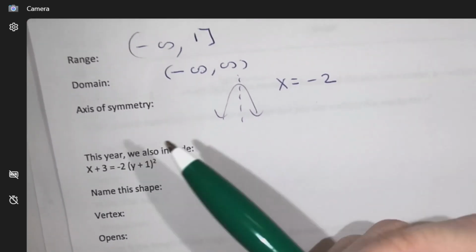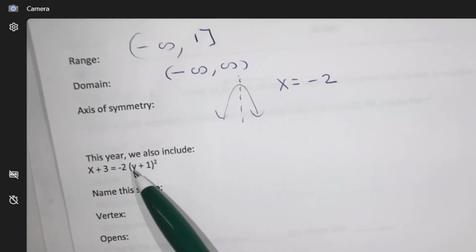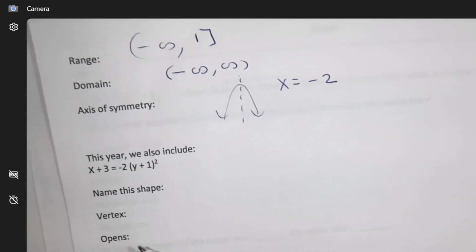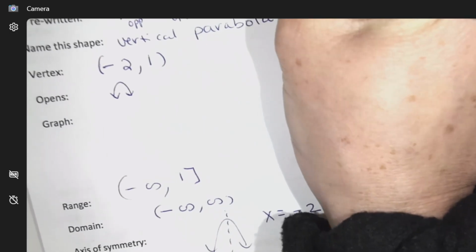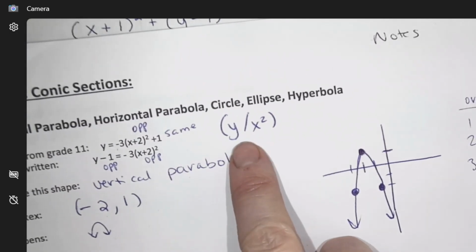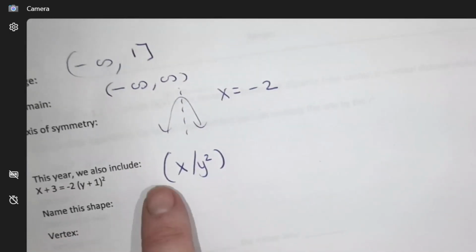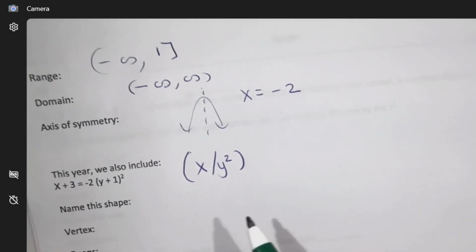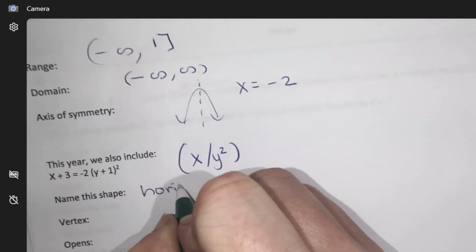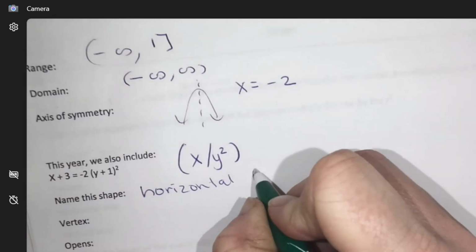Okay, so this is the new parabola. So this one has a y squared in it, and an x. So do you see the difference? This one had a y in it and an x squared, and this one has an x and a y squared involved. So this would be a horizontal parabola.